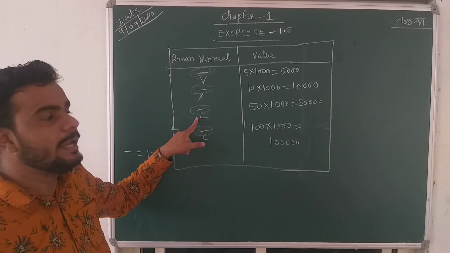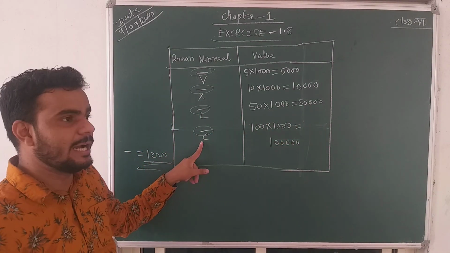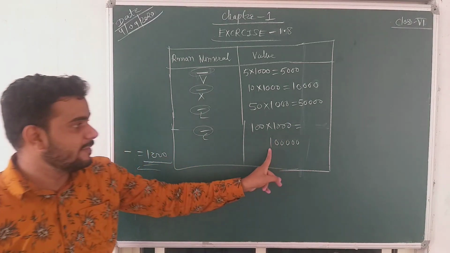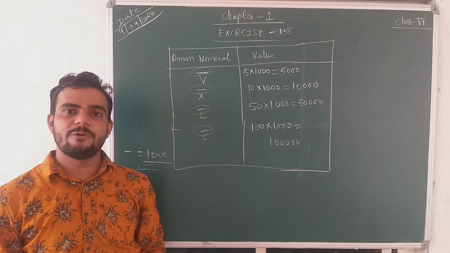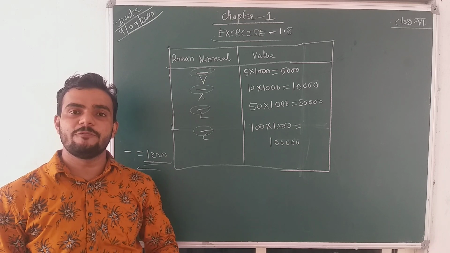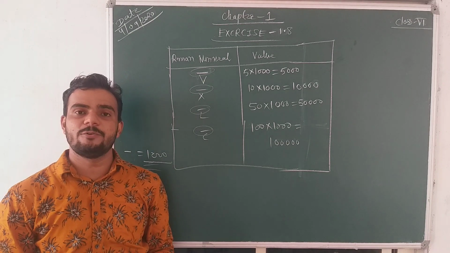L means 50 and bar means 1000, so 50 multiplied by 1000 is 50,000. C means 100 and bar means 1000, so 100 multiplied by 1000 is 1 lakh. So this is one more last table. Now we are going to start our exercise. Just see on the board and try to understand. If you face any problem, you can directly ask. Take a screenshot and write it in the notebook.